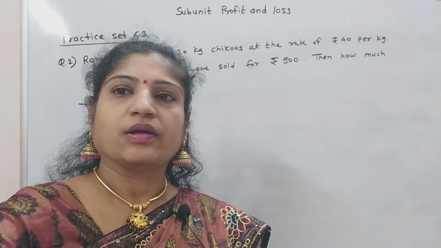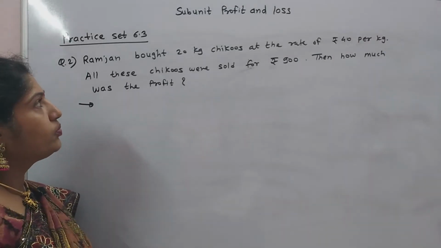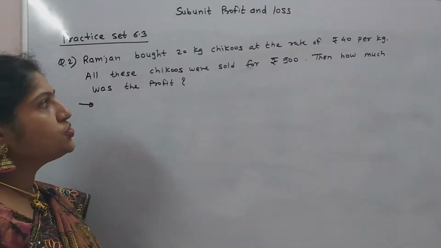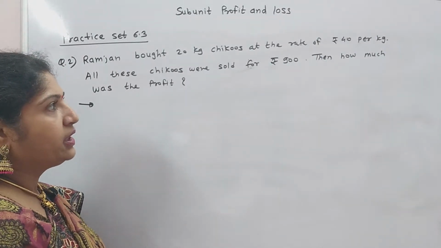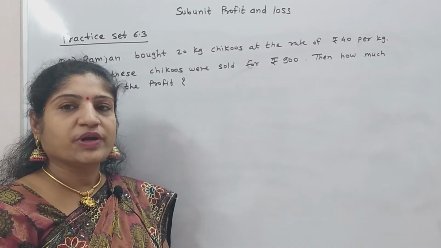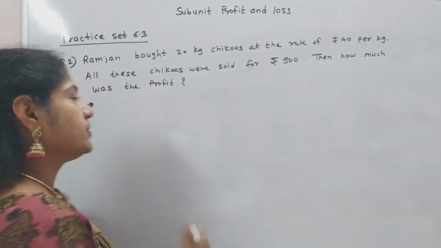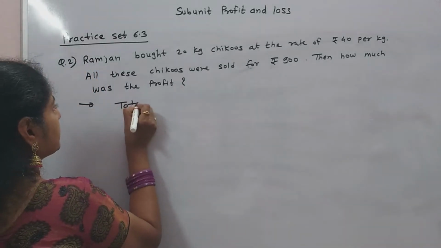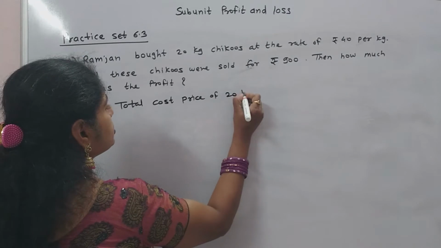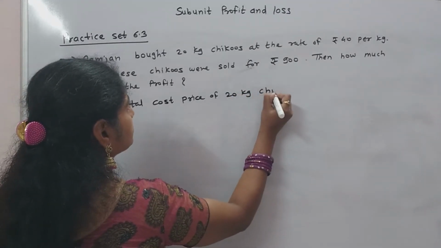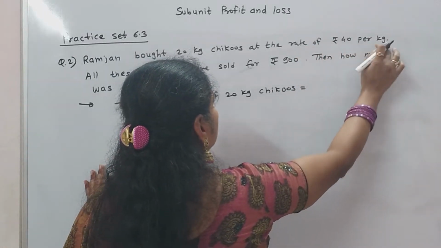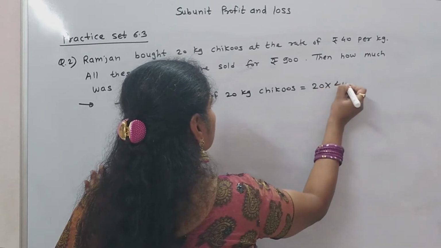Next question. Ramjan bought 20 kg chikus at the rate of 40 per kg. All the chikus were sold for rupees 900. Then how much was the profit? First, calculate the total cost price of the 20 kg chikus. Total cost price of 20 kg chiku equals 20 into 40, rupees 800.